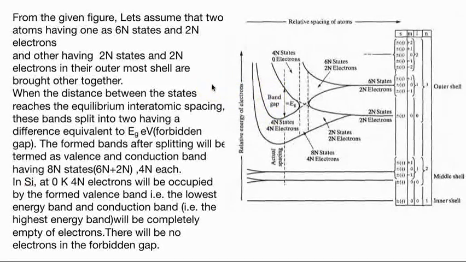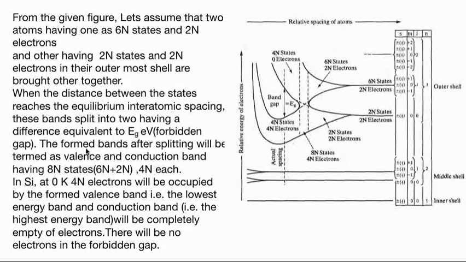From the given figure, let's assume that the two atoms have one with 6n states and 2n electrons. We can say that the 6n states means the valence shell is a 3p, you can say simply, and another having 2n states and 2n electrons. You can say that it is an s shell. Their outermost shells are brought together.